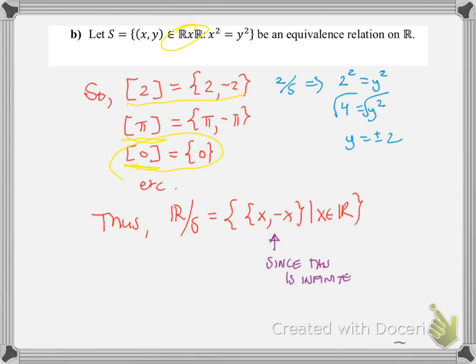So when you have an infinite amount, you have to annotate that. And so we're going to have here R mod S equal to the set containing x, negative x, and for 0, negative 0 is still 0, so it still works for 0 as well, such that x belongs to R. So that is the set of equivalence classes for that.